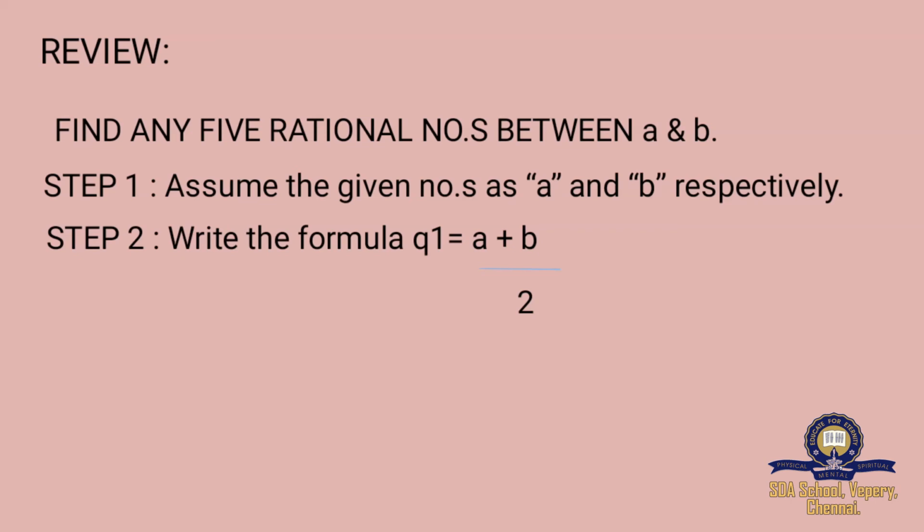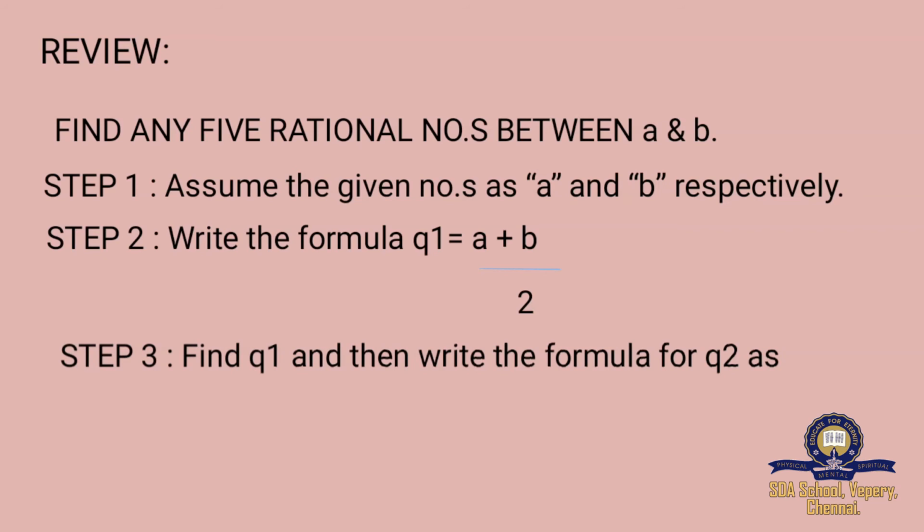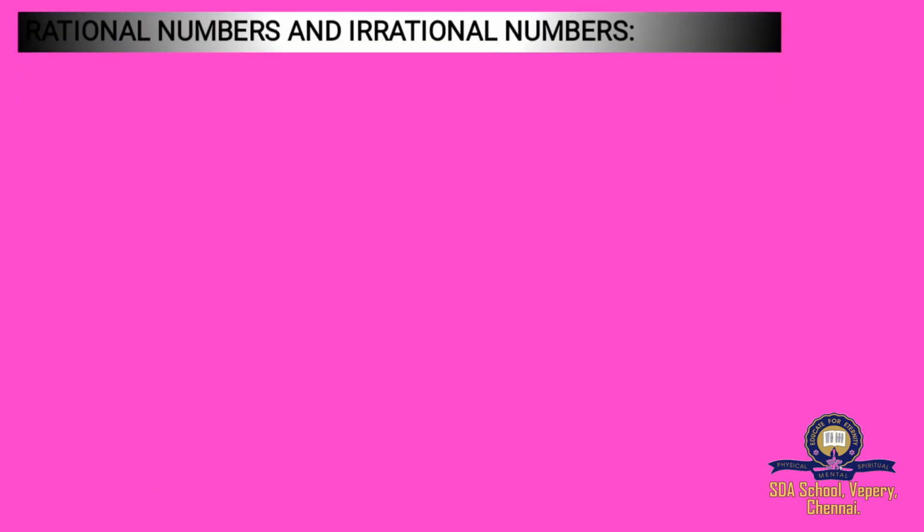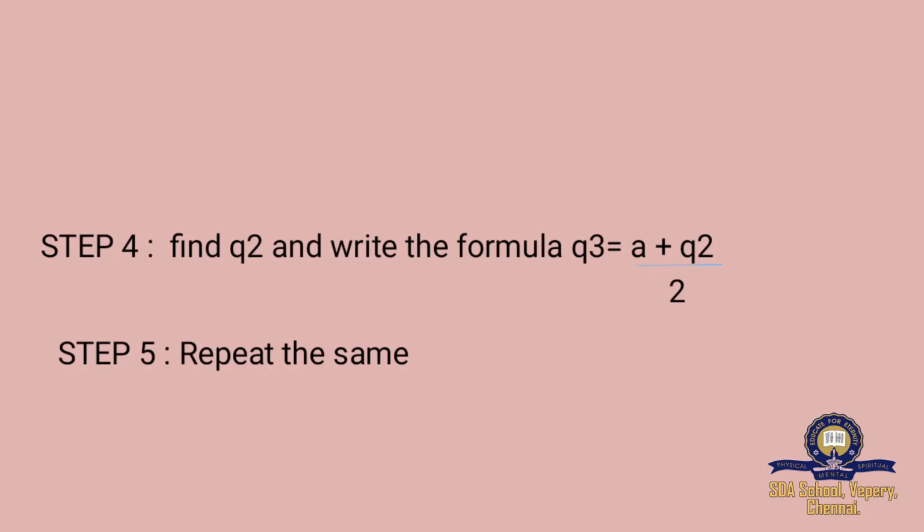After finding it out, you have to write the formula for Q2. How will you write the formula for Q2? You have to write it as Q2 equals (A + Q1)/2. You get it, students? Then you have to find the value of Q2 and then write the formula for Q3, similarly A plus Q2 by 2. Then for Q4 again A plus Q3 by 2. Then for Q5, A plus Q4 by 2. That only, you have to keep repeating the steps. Got it, students?